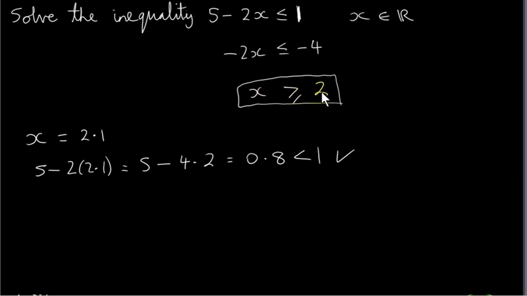We could also take x equal to 2. We have an equality as part of this inequality. So we have x equals 2. And if we plug x equals 2 in here, we get 5 minus 2 times 2. That's 5 minus 4, which is 1. And 1 is equal to the right hand side. So we can have equality as part of this inequality.